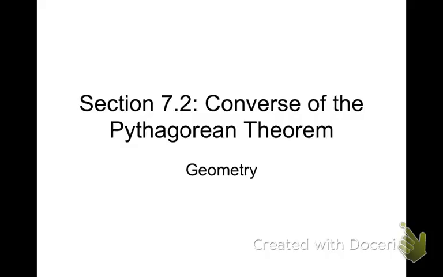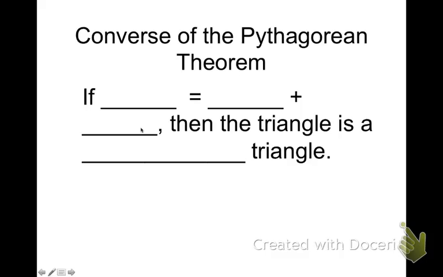So if it's a right triangle, then a squared plus b squared equals c squared. So what would be the converse? Yeah. So switch the if and the then. Right. So the converse says if c squared equals a squared plus b squared, then the triangle would be what type of triangle? A right triangle.